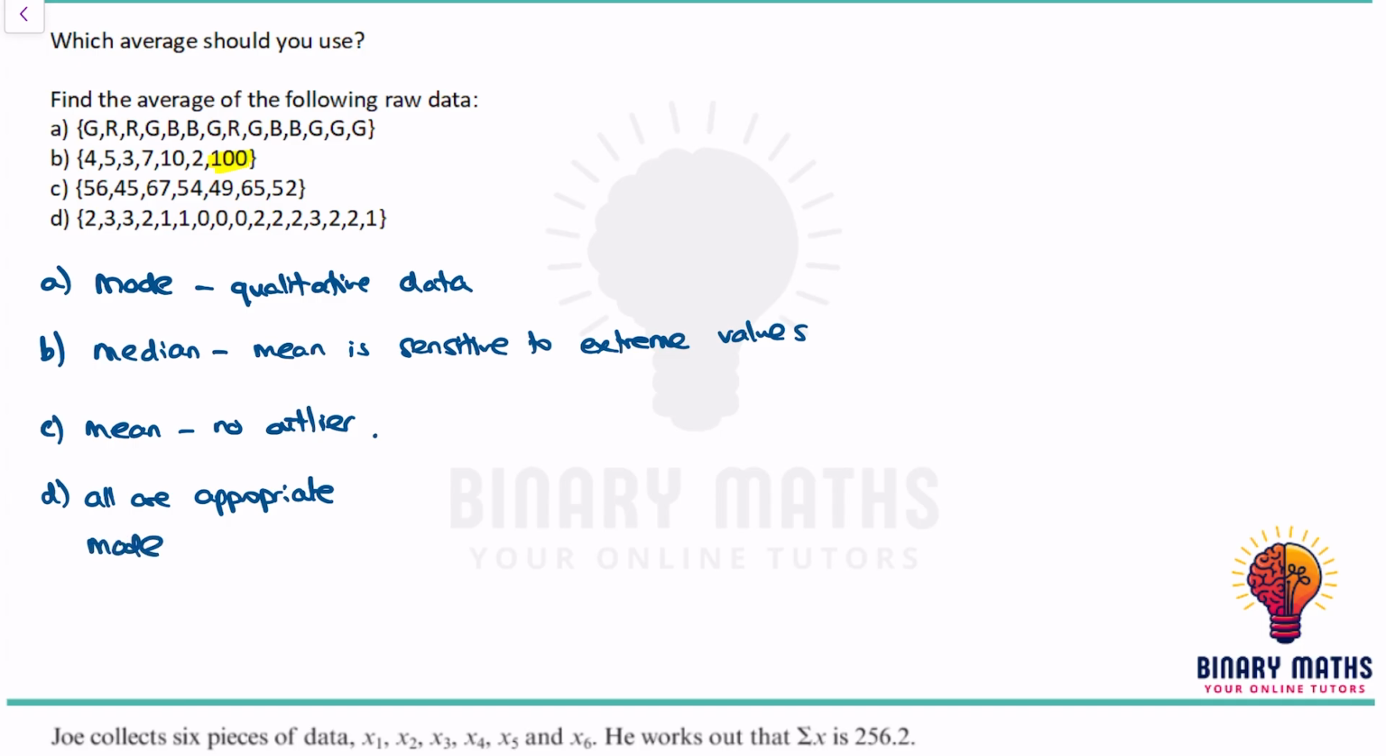And the reason behind that is because the data is discrete and quite close together. So not many different values. We've only got 0, 1, 2, 3. So it's very close together, not many different values, so it's most appropriate to work out the mode.